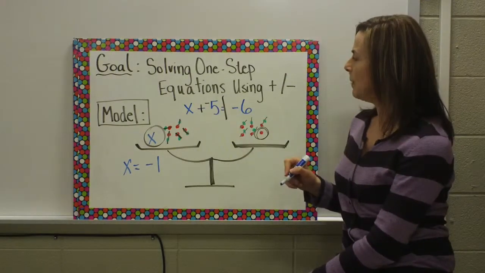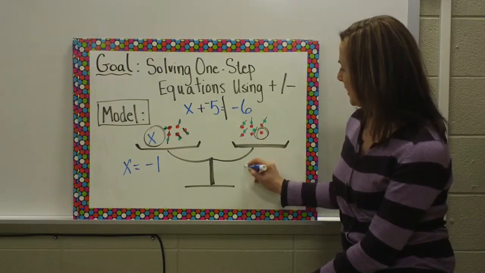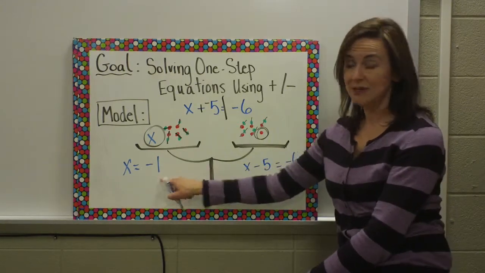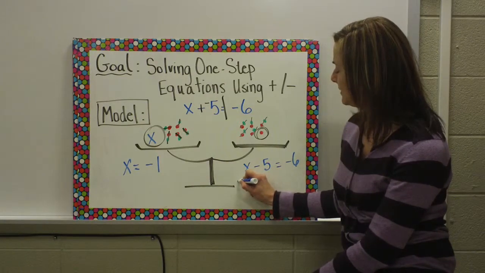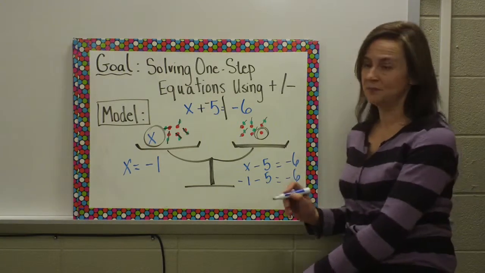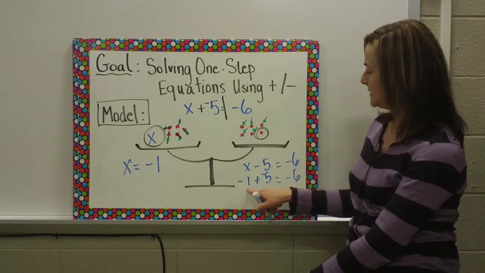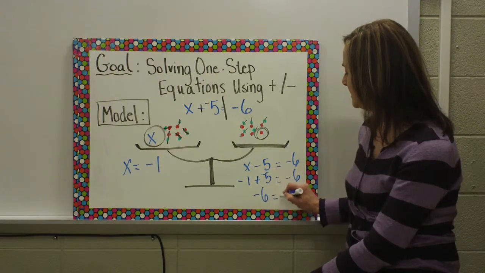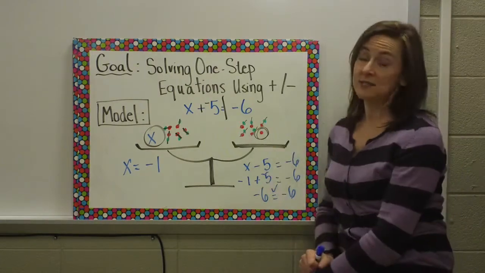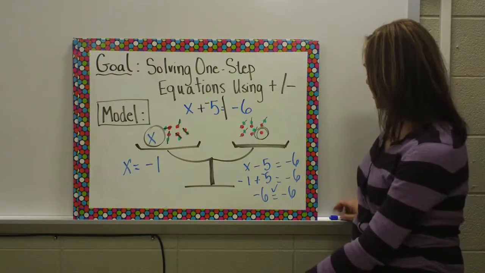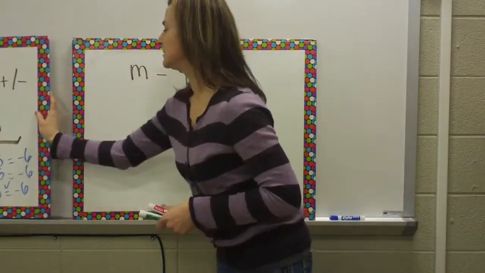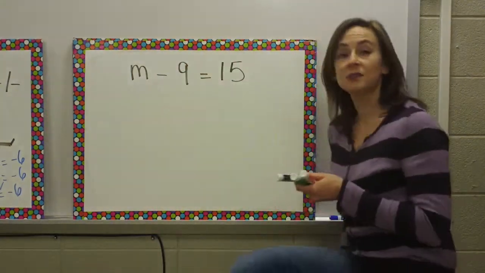Now remember, I can plug that back into my equation. So if x minus 5 equals a -6, and we've determined x is -1, then we can rewrite this by substituting a -1 minus 5 equals a -6. So if I add the opposite, -1 plus -5 is indeed -6. So this checks out. Now, taking our model and applying it to problems without using manipulatives or models, let's see how this is going to work.